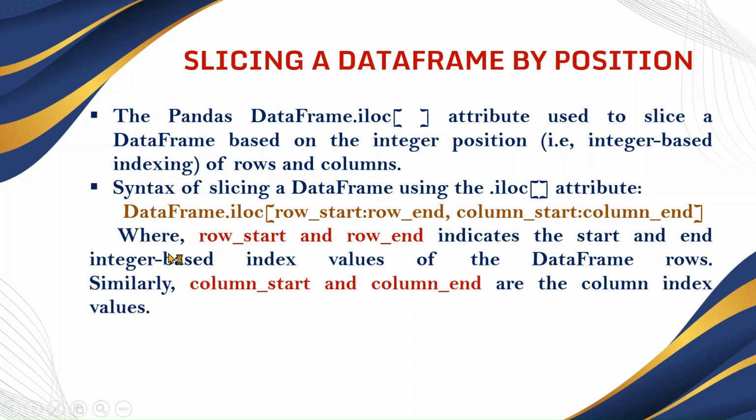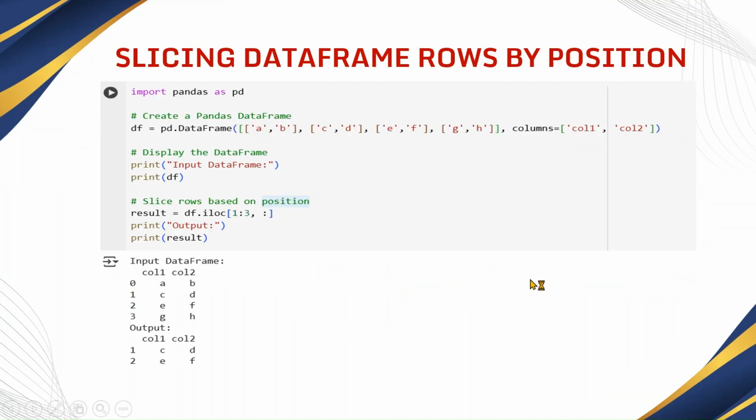See where row_start and row_end indicate the start and end integer-based index values of the data frame rows. Similarly, column_start and column_end are the column index values. Now if you take this example, it is for slicing data frame rows by position. Position is nothing but the index number, what I said. So here we need to use the iloc attribute.